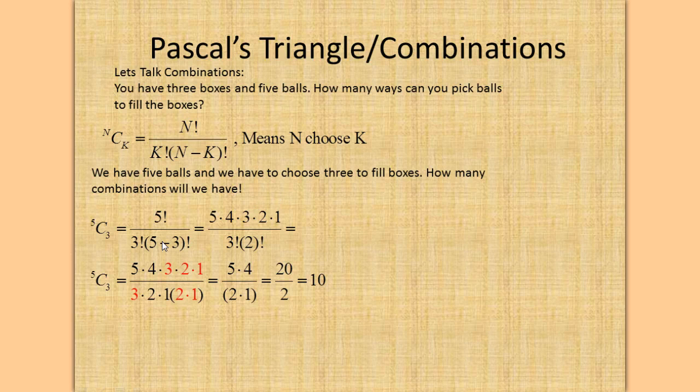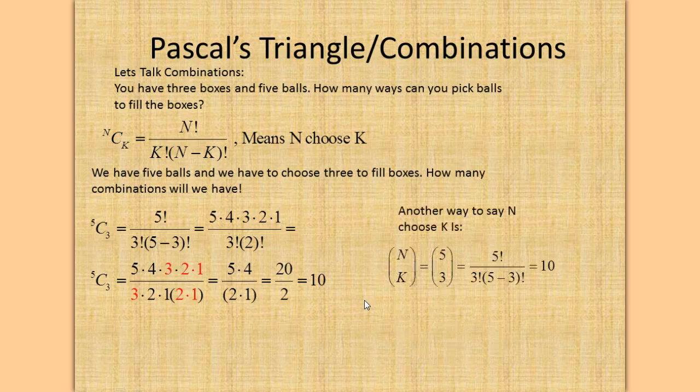Well, we have 5 balls, we got to choose 3. So 5 factorial, n is 5. And we know what 5 factorial is: 5 times 4 times 3 times 2 times 1. And 3 factorial times 5 minus 3. Well, 5 minus 3 is 2, so that's 2 factorial. 3 factorial times 2 factorial. 3 factorial, we know that's 3 times 2 times 1. And 2 factorial is 2 times 1. So 2 times 1 cancels, and the 3 cancels. That leaves us 5 times 4 over 2 times 1. 5 times 4 is 20, divided by 2 is equal to 10. So we have 10 different ways we can choose 3 balls from 5 to fill those boxes.